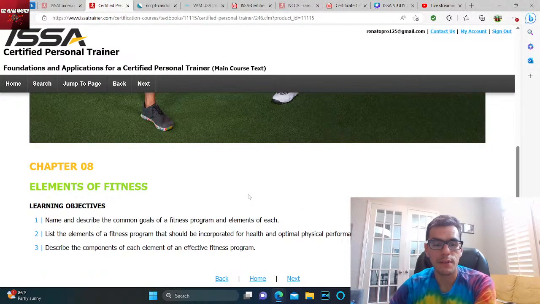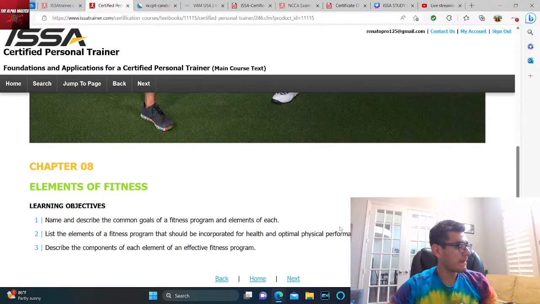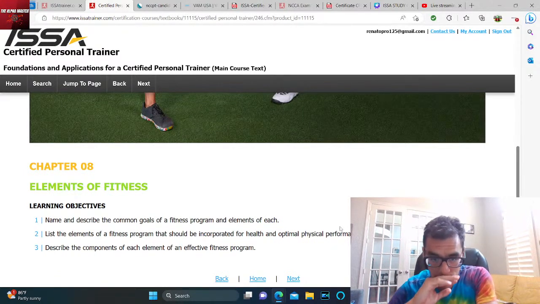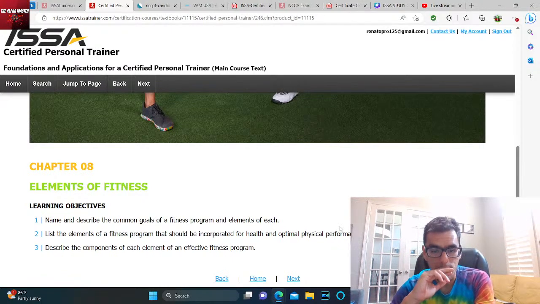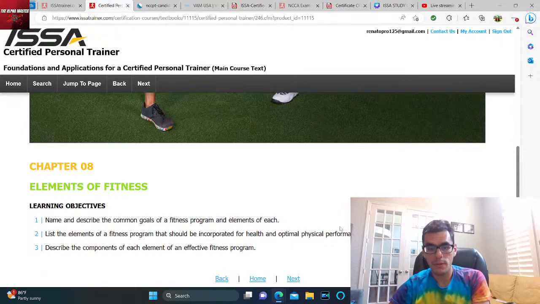Name and describe the common goals of a fitness program and the elements of each. List the elements of a fitness program that should be incorporated for health and optimal physical performance, and describe the components of each element of an effective fitness program. It's going to be elements of fitness.